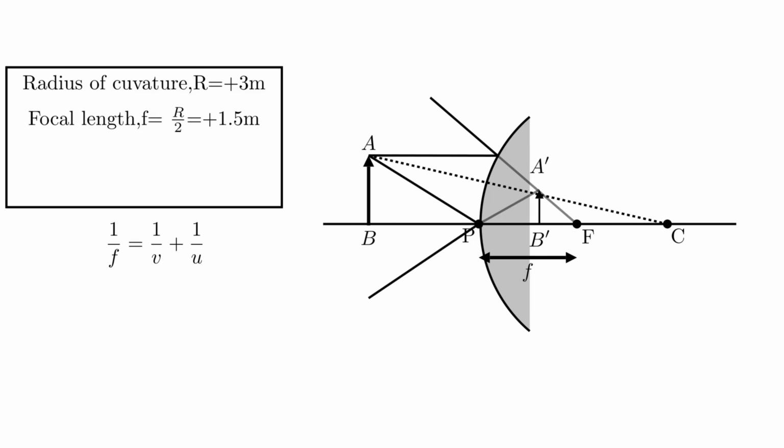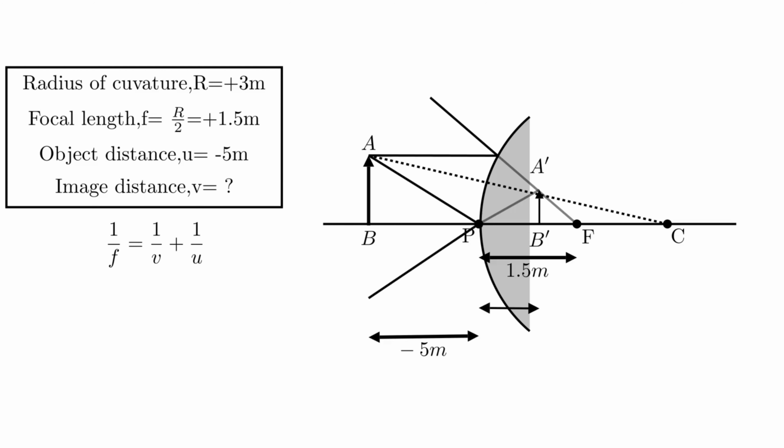As for a convex mirror, the focus lies behind the mirror. Here u, that is the distance of the object, is negative and is given as minus 5 meter as it lies to the left of the pole. We need to find the value of v, that is the distance of the image formed. Putting the values into the mirror formula, we have 1/1.5 = 1/v - 1/5. On transposing, we have 1/v = 1/1.5 + 1/5.